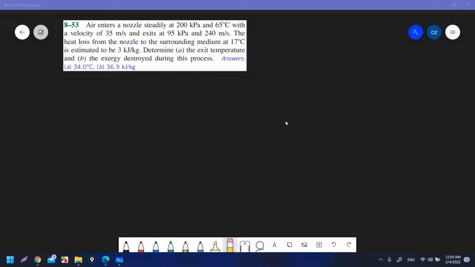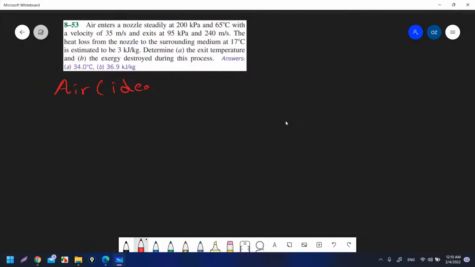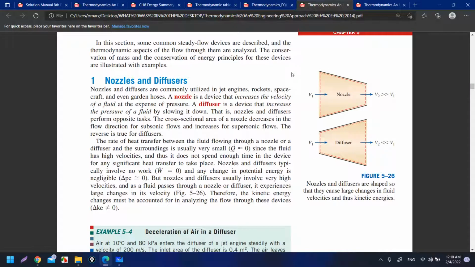Assalamu alaikum. This video inshallah will be the part 3 of tutorial 2. It will be about nozzles and diffusers. Here we have an air. We will treat it as an ideal gas. A nozzle is like this. That is how you represent a nozzle.